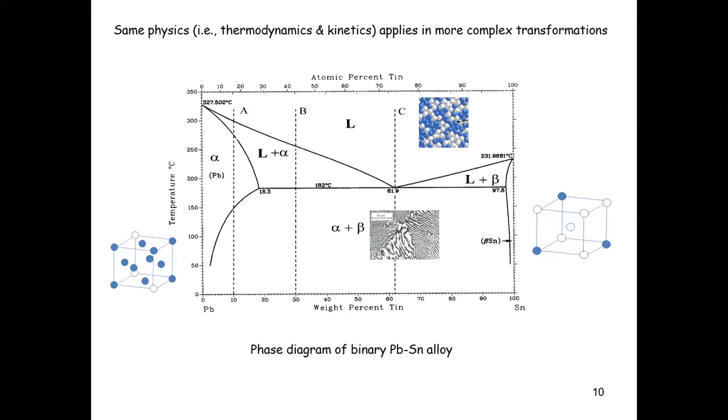Okay, so we can control the amount of each phase, and by controlling the processing pathway, we can even control the pattern of these stripes. All of this is going to play an important role in the mechanical properties of the system.